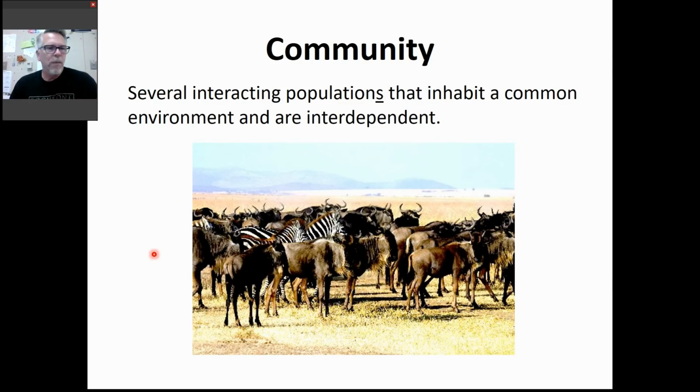Now, the next term we want to define is a community. A community is a group of populations of different organisms that you find in a shared environment and depend on each other. So here in this picture, we have zebras and wildebeests living together on the plains of Africa, and they are a community because there are different populations inhabiting a similar area, and they depend on one another for some component of their life. So that's what a community is.